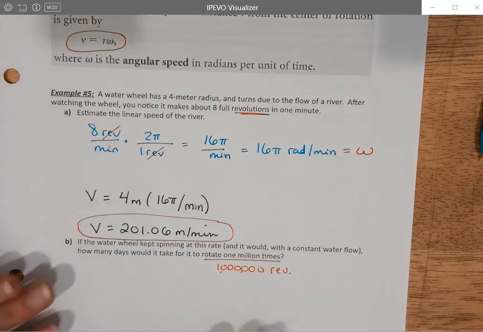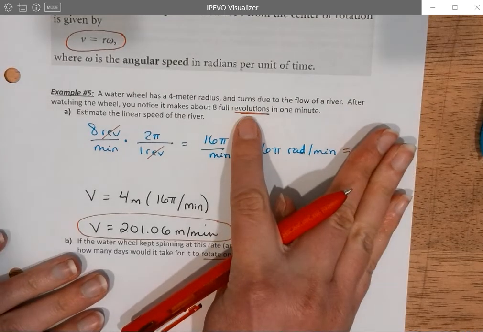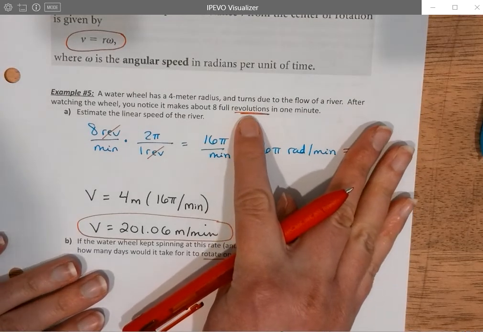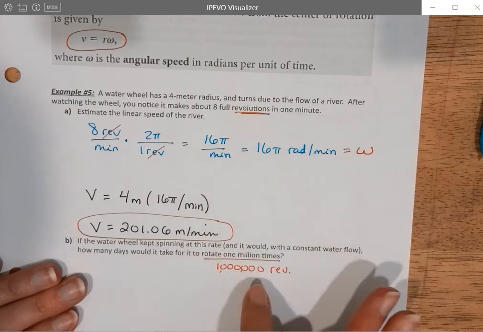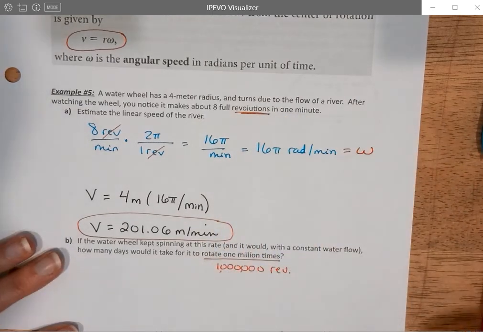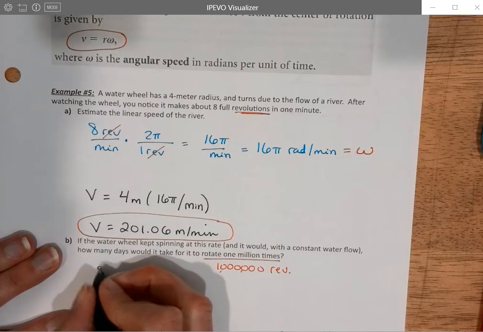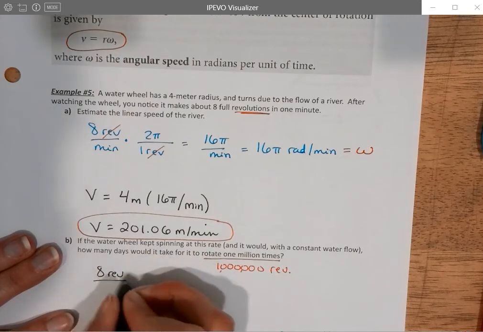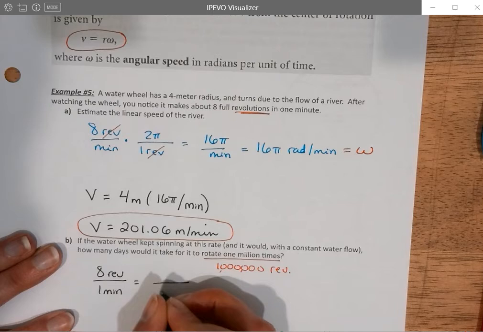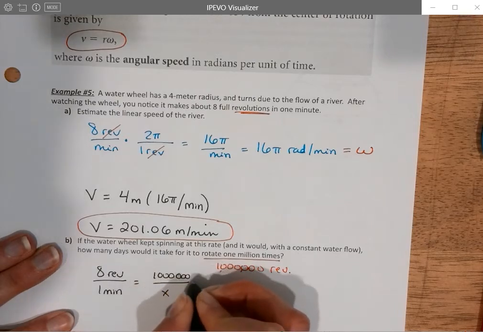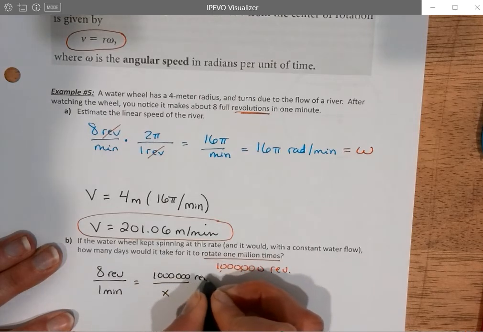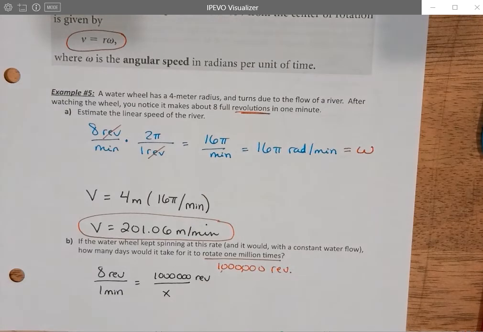Here it's going to be most efficient to use the speed that was already in revolutions per minute, and then I just need to solve for how many minutes it's going to take to equal 1 million revolutions. So if I had 8 revolutions for 1 minute, I want to find out how many minutes to get 1 million revolutions. So I can use a proportion to solve this.